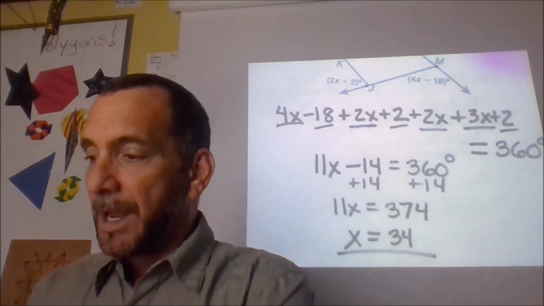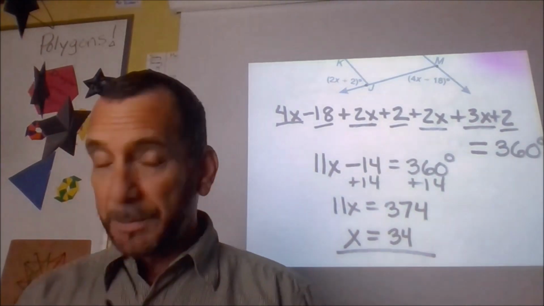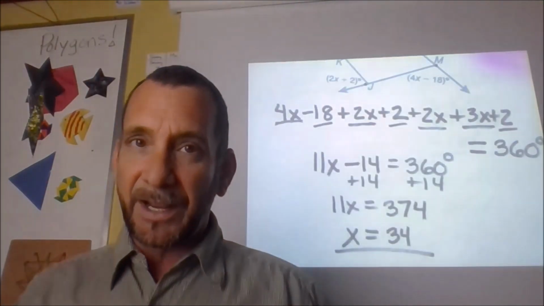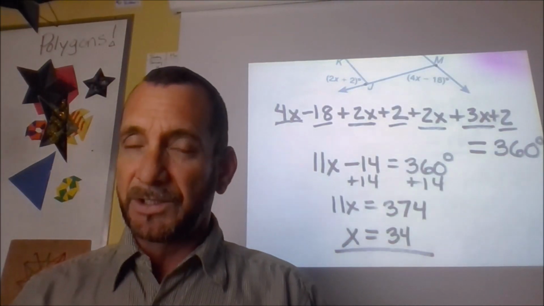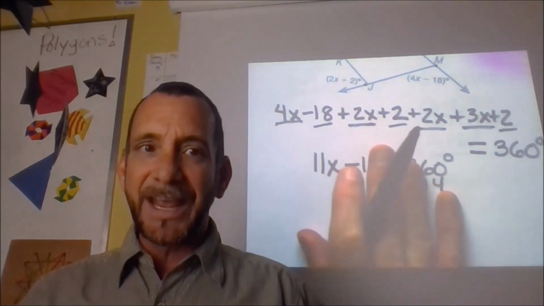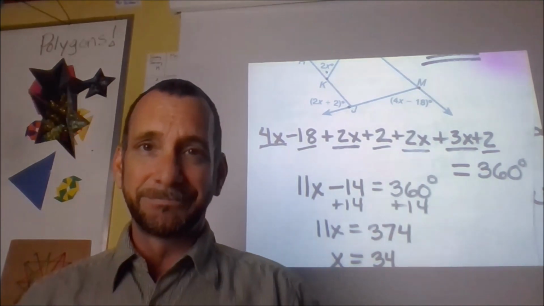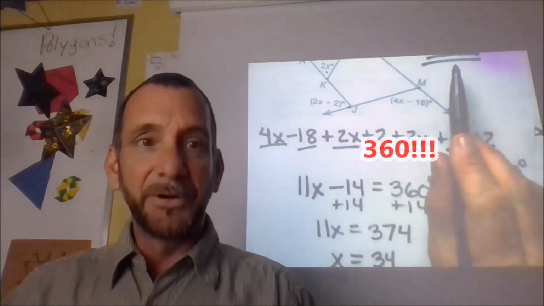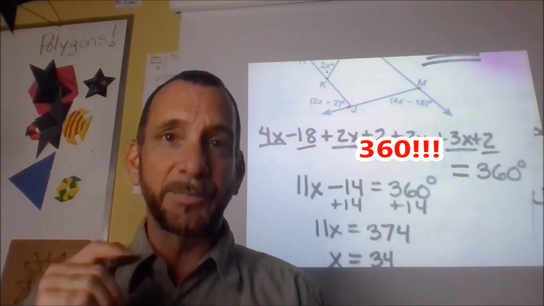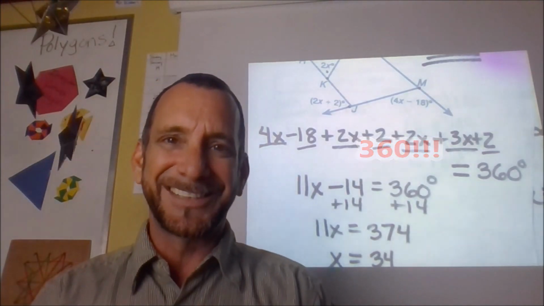34. Now, if I asked for x, you would be done. If I asked you to plug x in and get every exterior angle, you could do that. And if I asked you what do all of those exterior angles add up to? 360 degrees. Always for convex polygons. Magic number, 360.